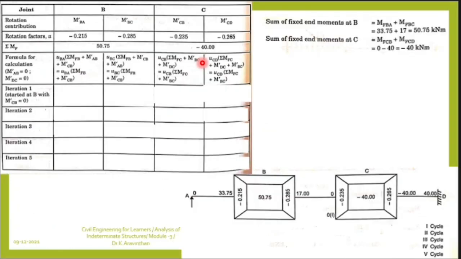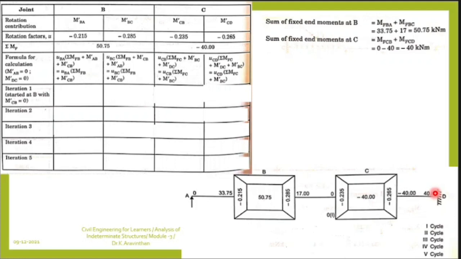Coming to the iteration cycle. What you have to do is draw the same beam here, and at the intermediate section where you found the rotation contribution factor, you have to introduce this box, and at the center you should write the sum of moments. What is the sum of moments? You have the fixed end moment. First write all the fixed end moments, that is 0, 33.75, 17, 0, minus 40 and plus 40.